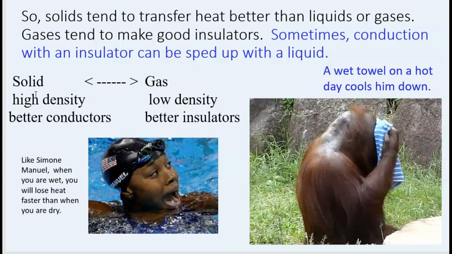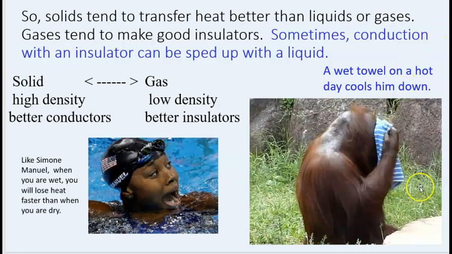Sometimes conduction within an insulator can be sped up with a liquid. So, solids at high density make better conductors compared to gases with a low density. These make better insulators. But we can speed up conduction with a liquid. So in a pool, when you are wet, you will lose heat faster than when you are dry. So that is one reason it is much easier to cool down in water.